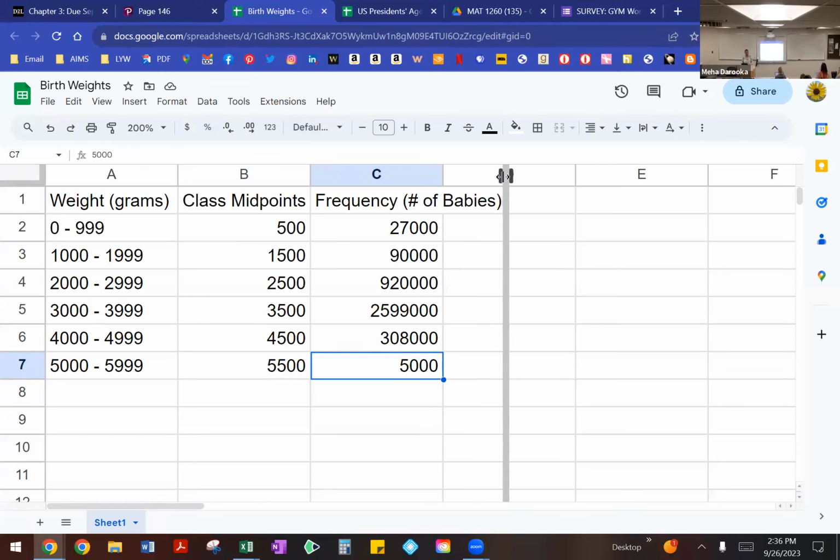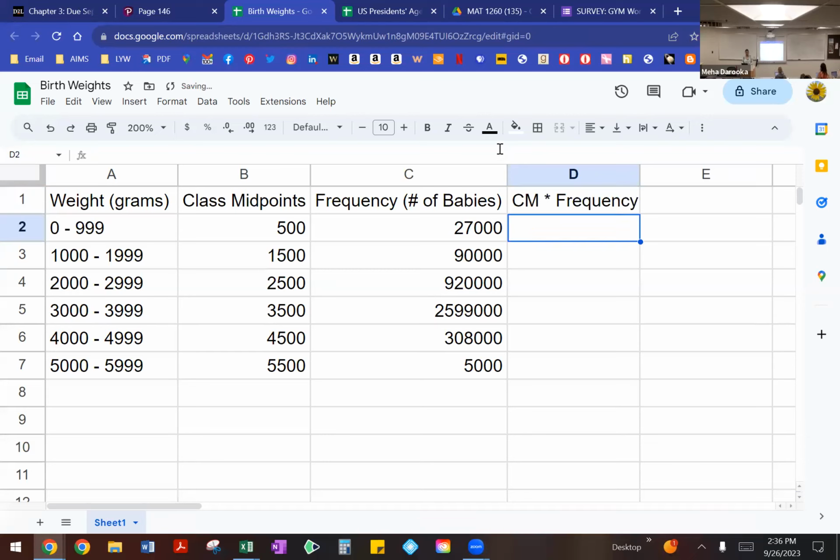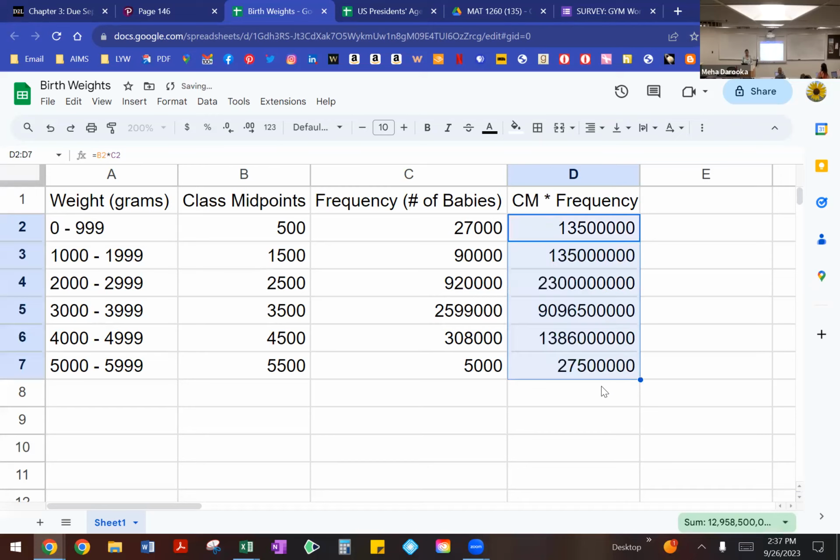Now remember, your next step is going to be multiplying the frequency with the class midpoint. So this is going to be class midpoints multiplied by the frequency. So, yes, multiply and take it down. So all of these you can see are going to be class midpoints multiplied by frequency.